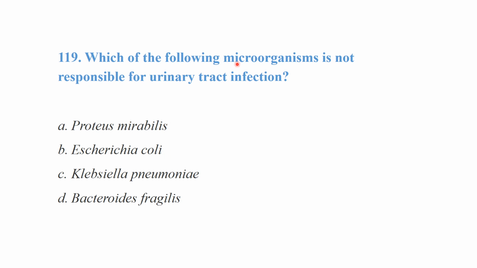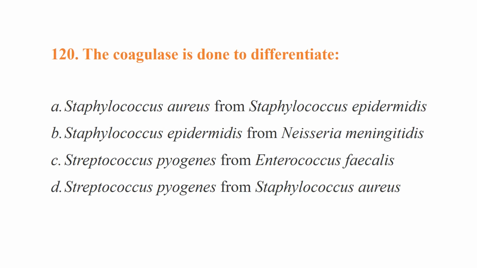Which of the following microorganisms is not responsible for urinary tract infections? Amongst these, the named organism is not responsible for urinary tract infections. All the others are responsible for UTI. This is the last MCQ of part 3 of general bacteriology.